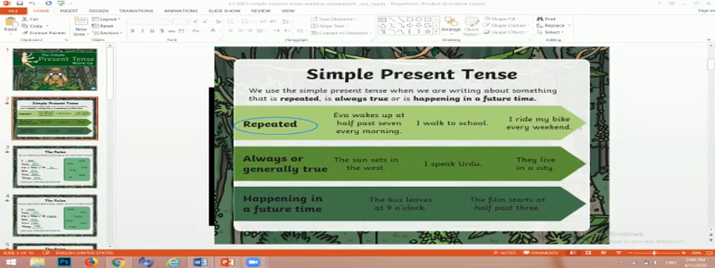Second one, always or generally true, means facts or truth. This is facts or truth. The sun sets in the west. This is a fact. This is a truth. I speak Urdu. This is a language. They live in a city. So this is also a truth or a fact.